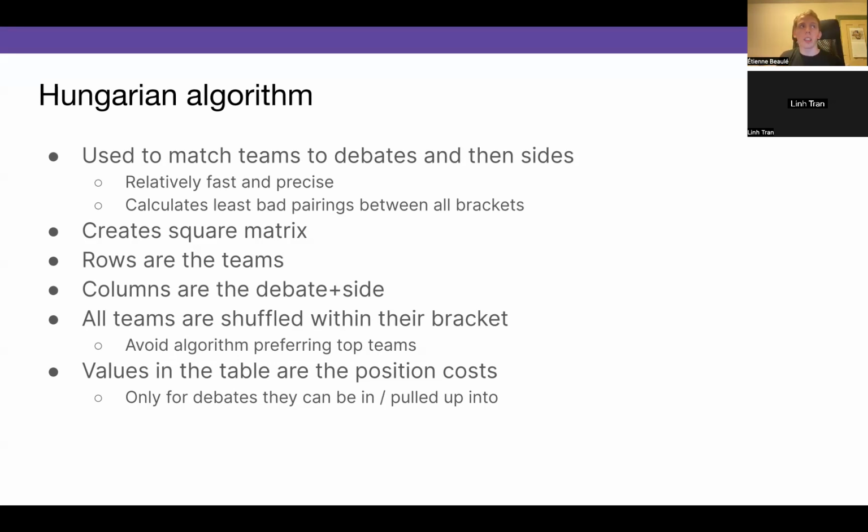Now because our algorithm just goes row by row, column by column, we wouldn't want the teams to be sorted by their speaker scores within their brackets. So what we do is within all brackets we randomize them just to make sure there's no bias. And the values inside are the position costs that we've talked about previously.